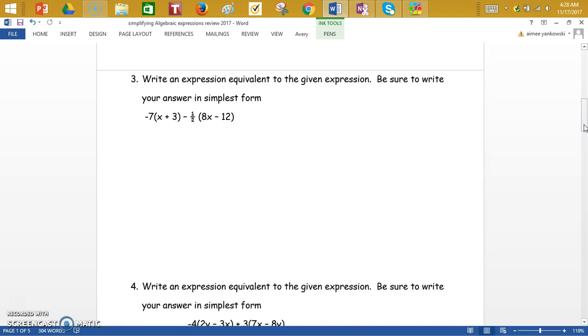Let's move to number 3. Write an expression equivalent to the given expression. Be sure to write your answer in simplest form. So again, I'm guessing that this quiz is testing, do you understand the distributive property? And can you combine like terms?